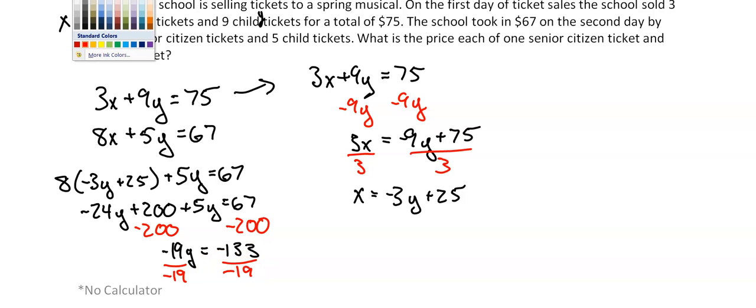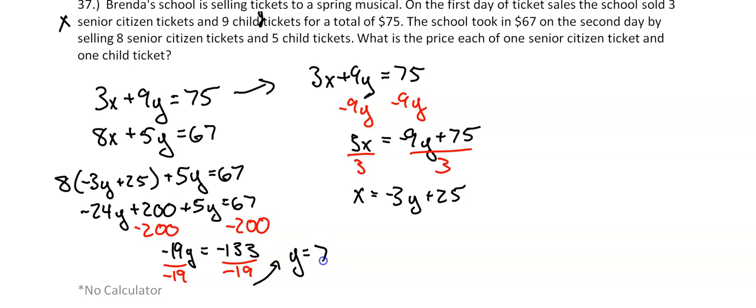And so I find my y value. My y value ends up being, looks like a 7. But now I have to come back over here, right here, x equals negative 3 times 7 plus the 25. I can plug it back in and find the x value. It looks like the x value is a 4.